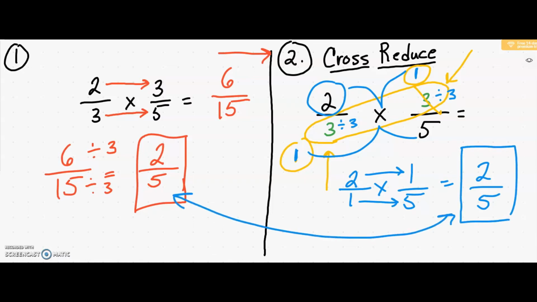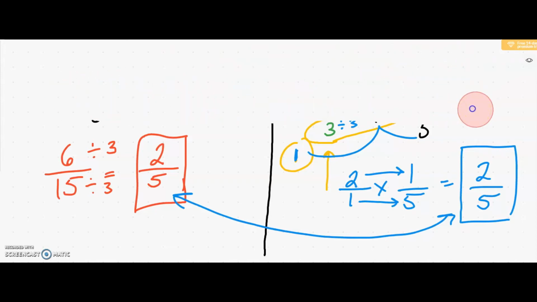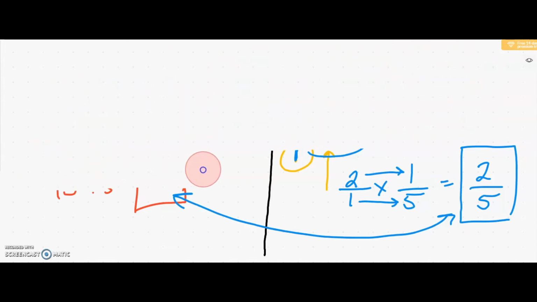But the way I want you to do it is to really get used to being good at this cross-reduce method, because it's really going to help you when we start working with larger fractions. So for the rest of the video, everything I do, if I can, is going to be with all cross-reducing. Okay? All right, so let me erase this board, and I'm going to get you another sample.